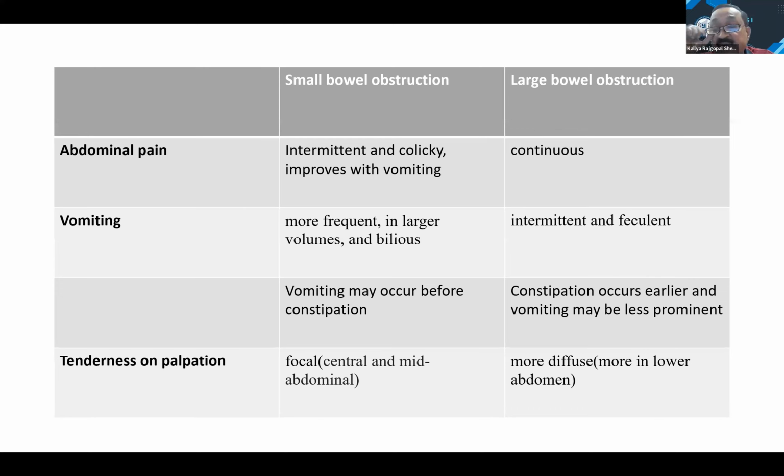If there is some deformity of the umbilicus in a young boy, because I have seen one, it could be a Meckel's diverticulum with a vitellointestinal duct anomaly. One patient I had with a small bowel obstruction, I did not realize that; later I found it inside. Anyway, central abdominal pain, colicky pain comes and goes, and the severity improves with vomiting, meaning it is relieved by vomiting.